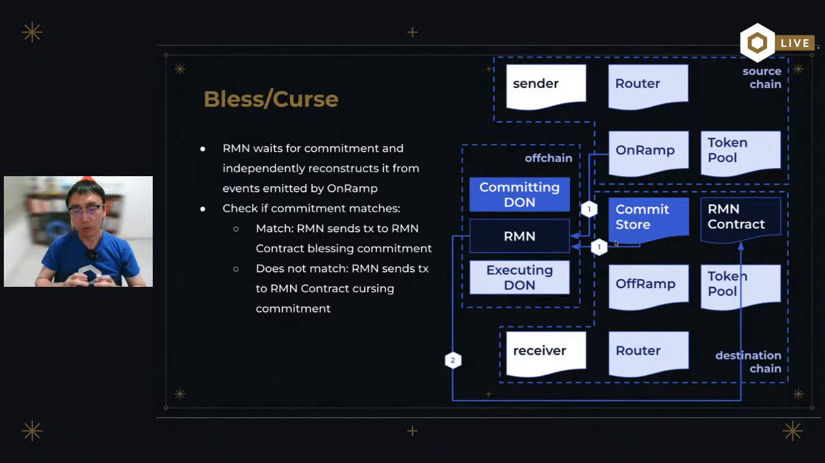And once the Merkle tree root is reconstructed, the RMN will check whether the Merkle root on the on-ramp smart contract in the source chain and the Merkle root in the commit store match.